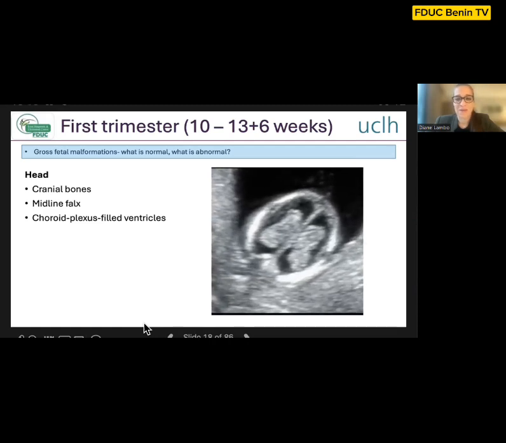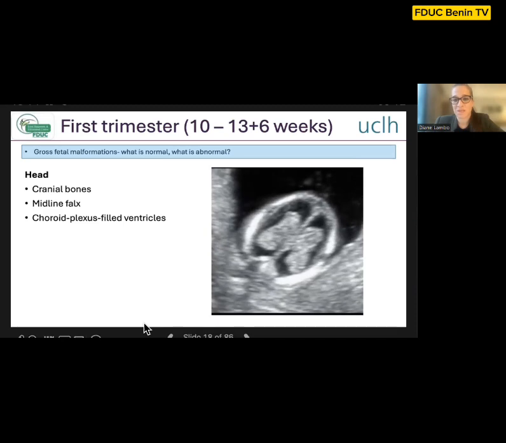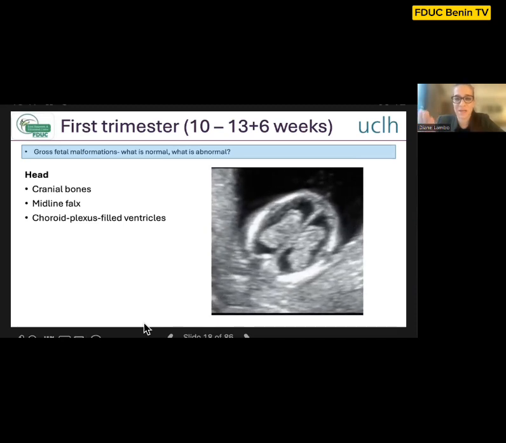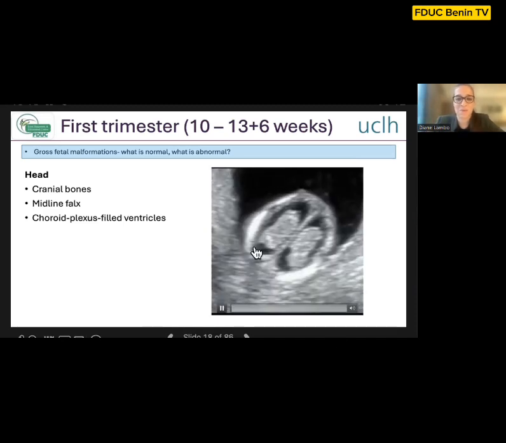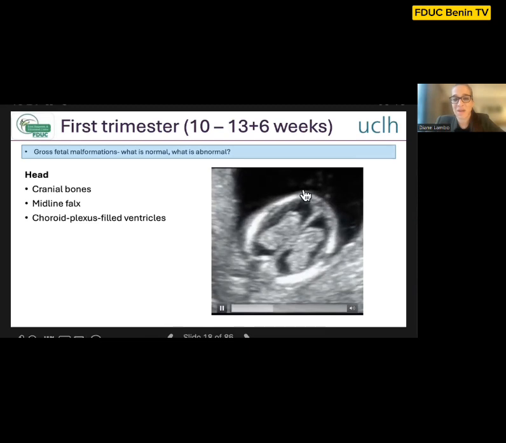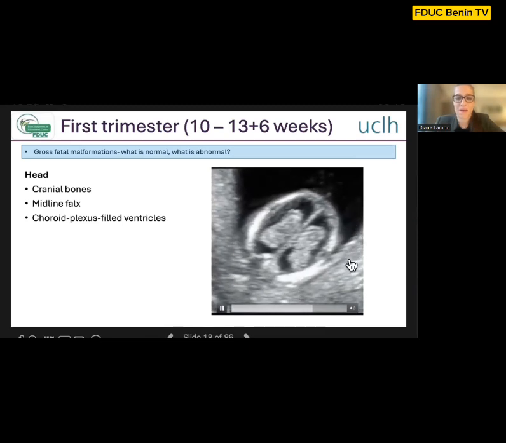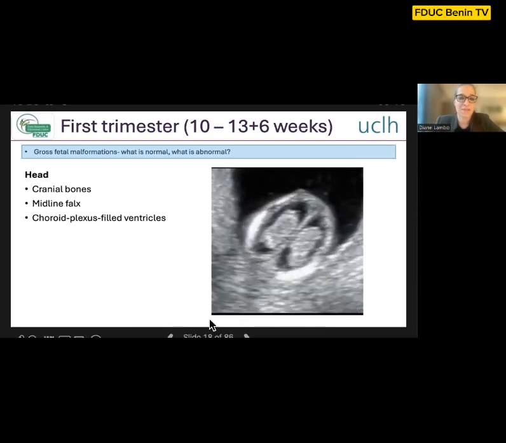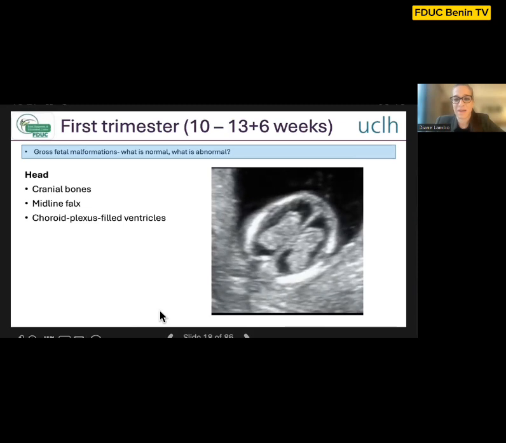You'll examine the head in two sections. The first section is your sagittal section when you measure the crown rump length. So that's looking at the side of the baby. And in doing that, you can see the cranial bones that go all the way around. And essentially what you're trying to rule out is this condition called acrania-anencephaly.